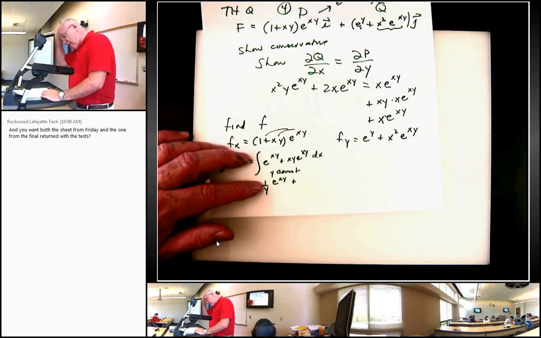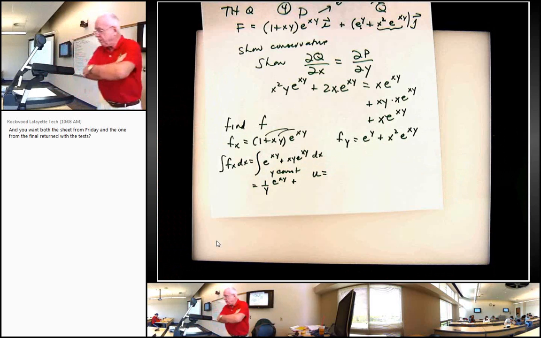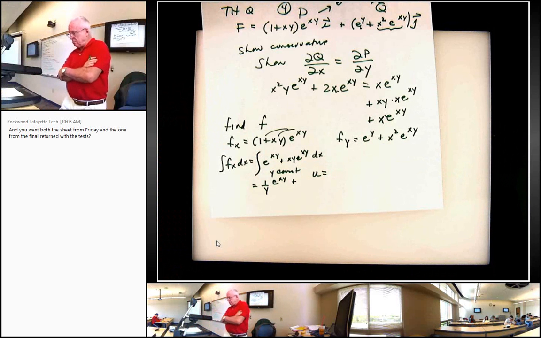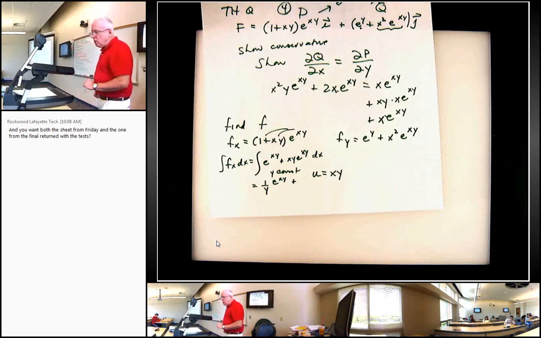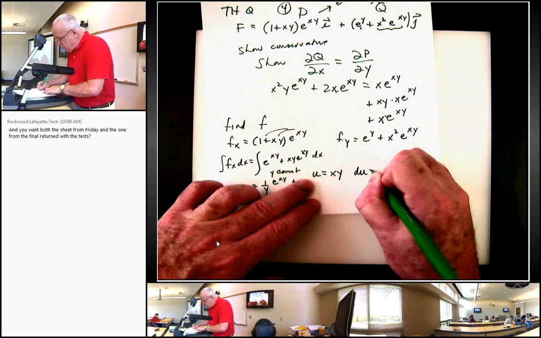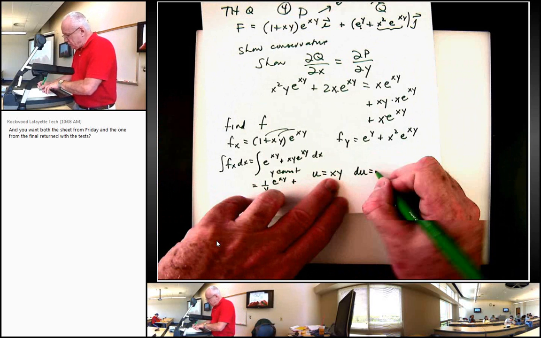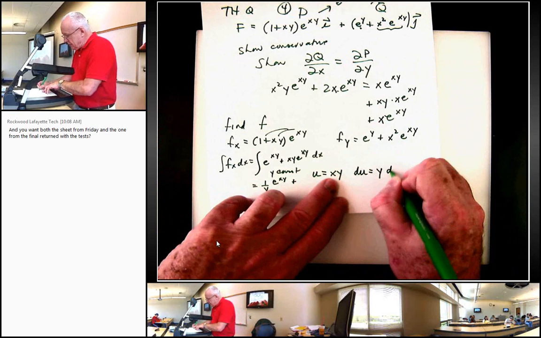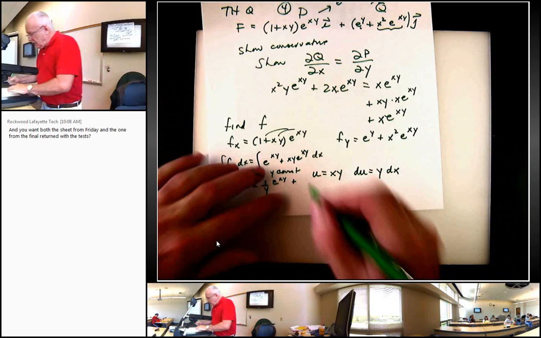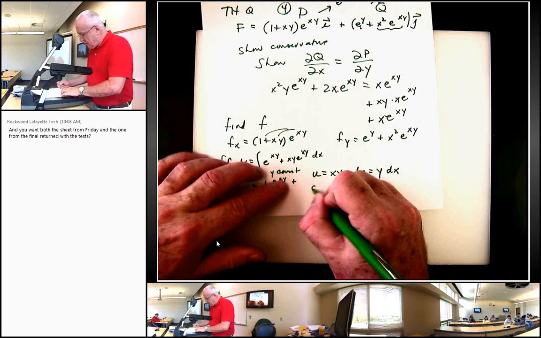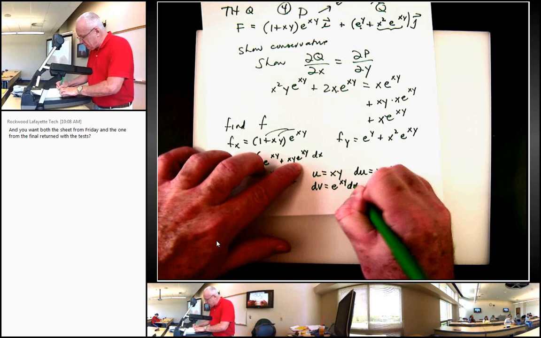Okay, so what am I going to let my u equal here for integration by parts? xy. Yeah, I think that's right. Let u equal xy. So du is going to be equal to, this is with respect to x, so du is y dx, right? And then dv is equal to the rest of it, e to the xy dx.